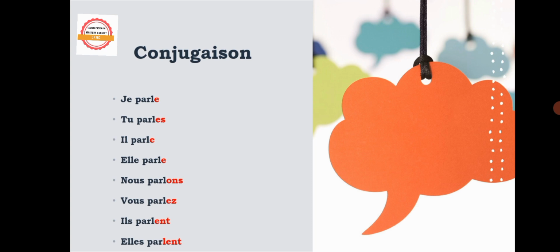I want to say I speak or I talk in French. I say je parle. You speak, tu parles. He speaks, il parle. She speaks, elle parle. We speak, nous parlons. You, plural, you speak, vous parlez. They speak, they masculine, ils parlent. They speak, they feminine, elles parlent. Apply this pattern to any verb that belongs to first group. You will always be right.